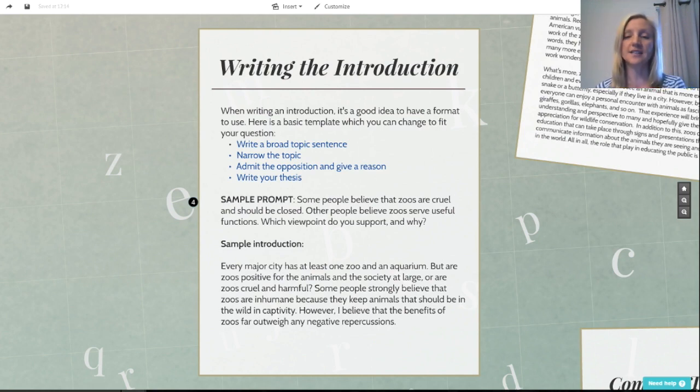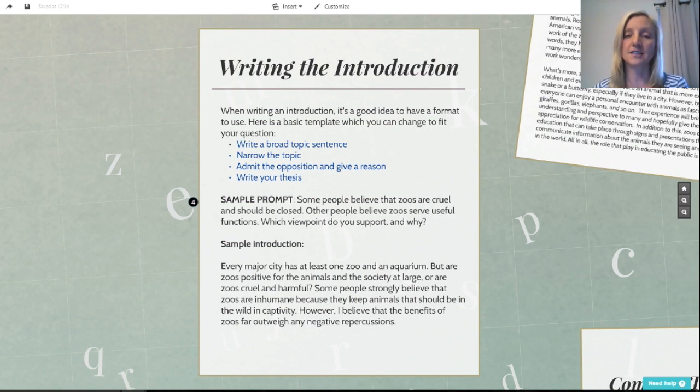Now here's my sample introduction. Every major city has at least one zoo and an aquarium. So that's a very broad topic sentence. I'm not really getting very close to the prompt, and I haven't stated any position. But my second sentence: are zoos positive for the animals and the society at large, or are zoos cruel and harmful? Now I'm getting closer to what the prompt is asking me to do.